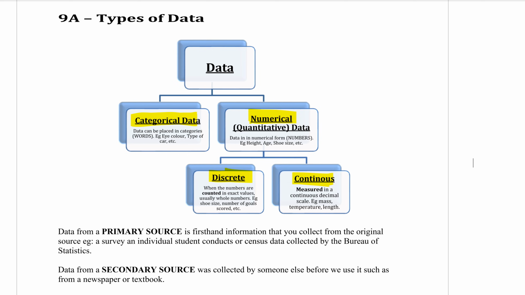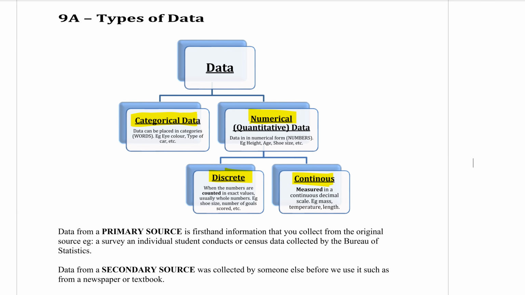However, continuous are numbers that are measured on a continuous scale. Things like your mass, which is your weight, temperature, lengths, all of those things are measured on continuous scales because we can measure to very, very small numbers of decimal places as long as we've got a measuring instrument that is capable of doing that, right?